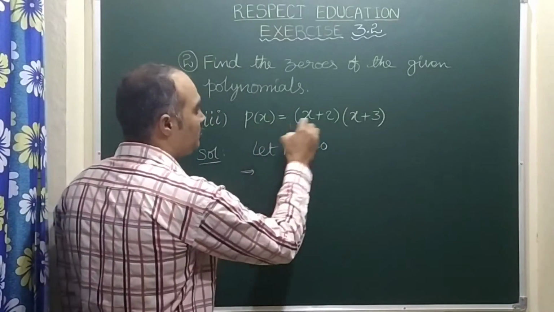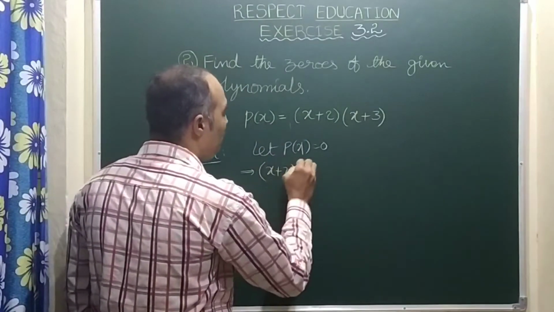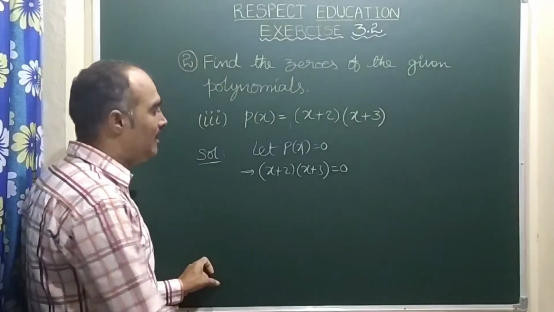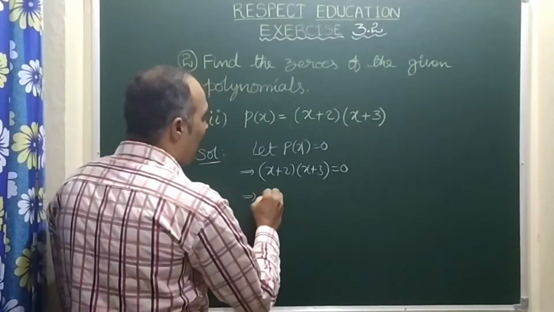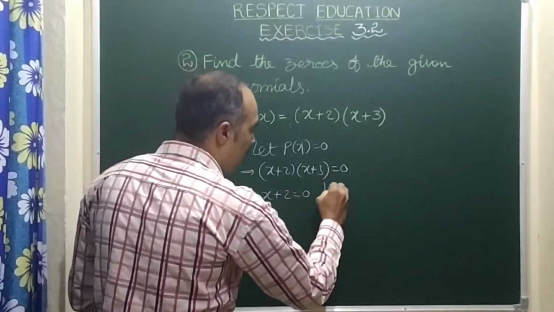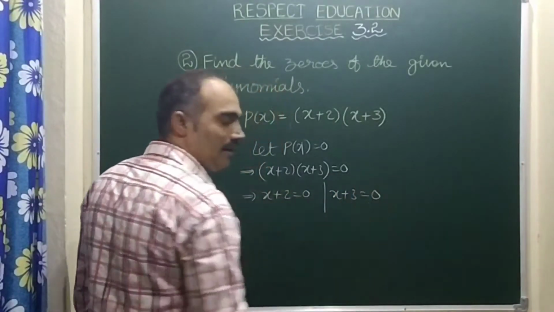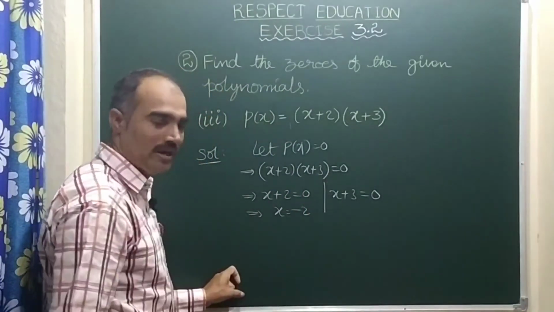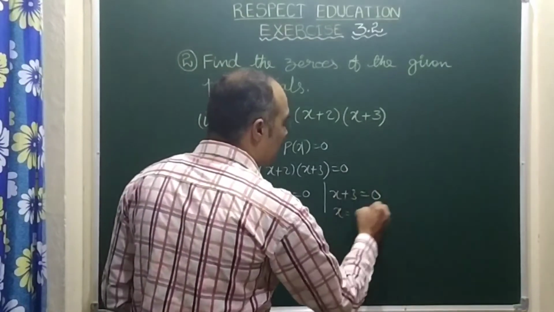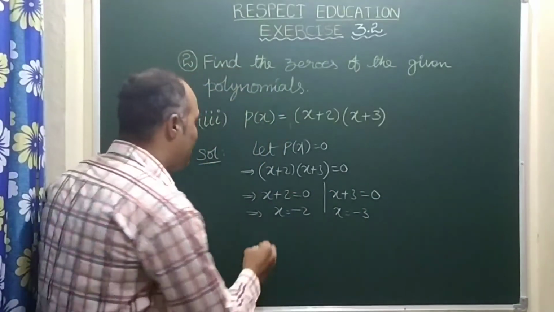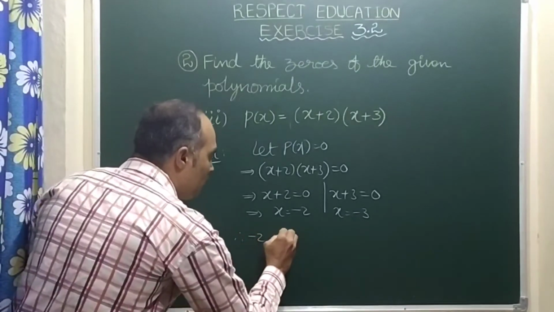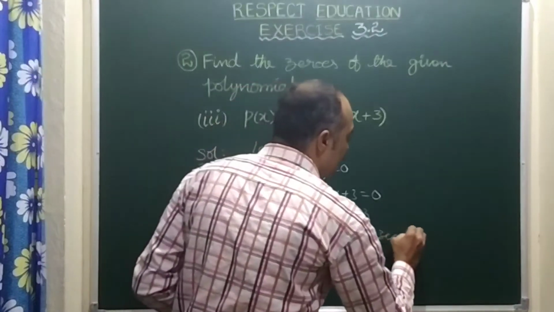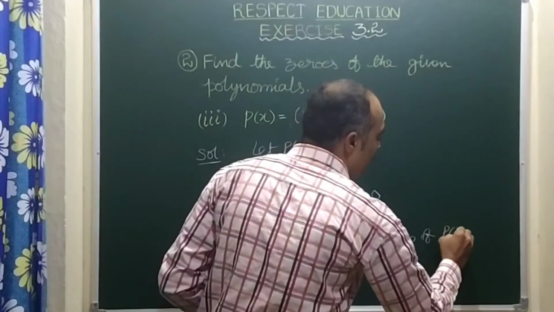So here p of x means (x plus 2) into (x plus 3) is 0. See here, the product of two polynomials is 0, then definitely either x plus 2 is 0 or x plus 3 is 0, right? Now here x equal to plus 2, shift that side, it is 0 minus 2, so minus 2, or x equal to plus 3, shift that side, 0 minus 3 is minus 3. Therefore minus 2 and minus 3 are the zeros of the given polynomial p of x.